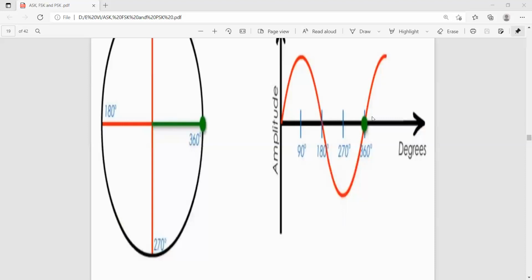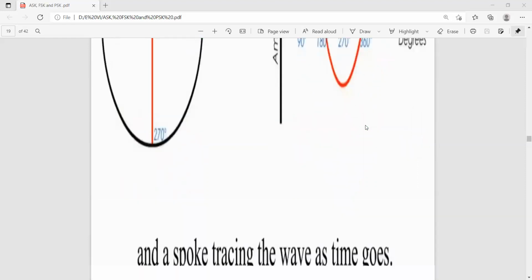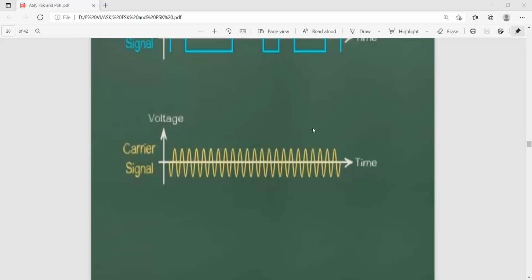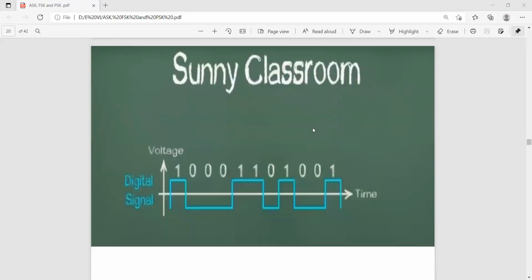So this is 360, that is 0. 360 complete, so the length also has completed 360 degrees. Again it is coming to the starting position, and a spoke is tracing the wave as time goes. Now coming to the actual topic.